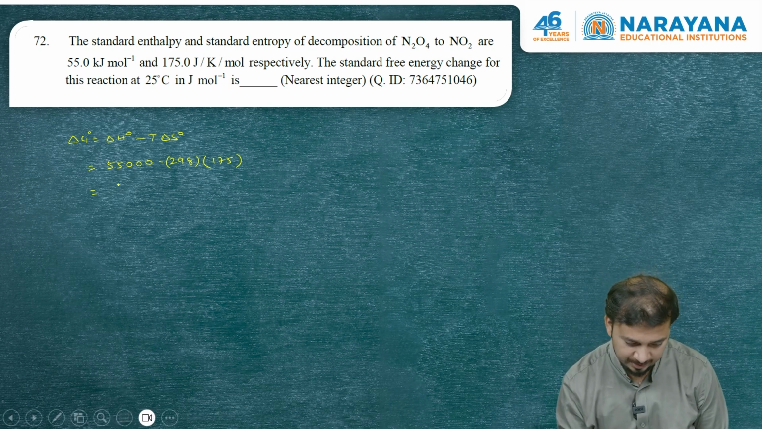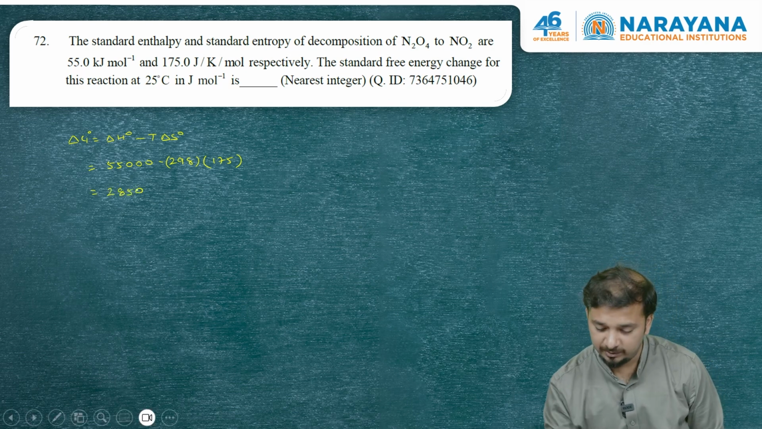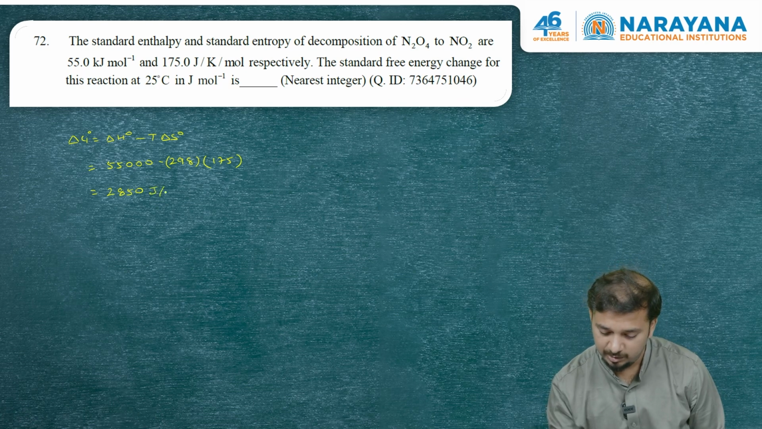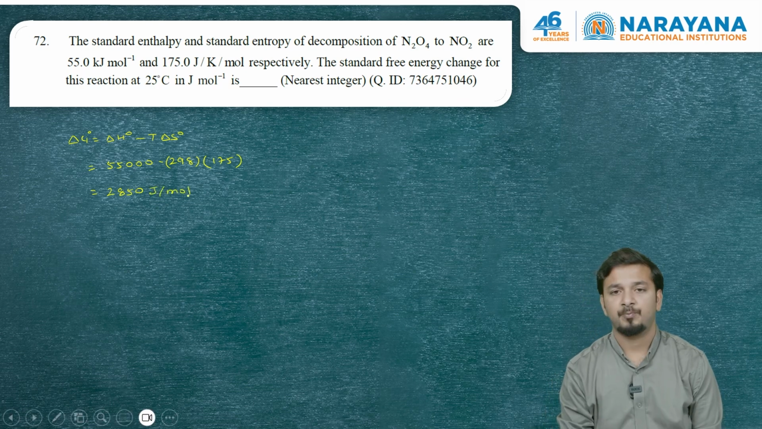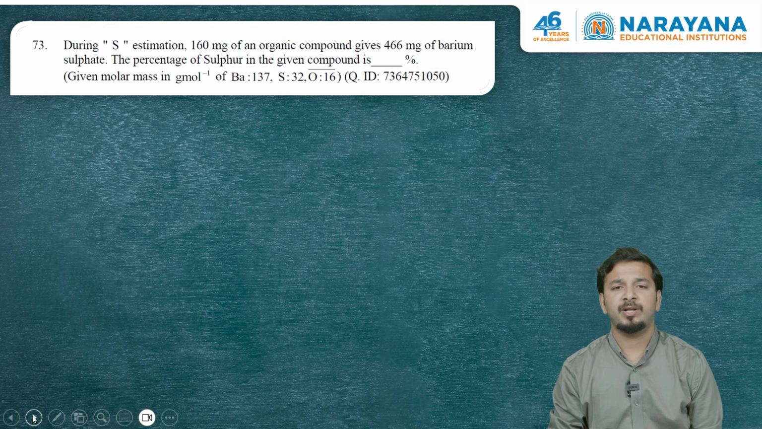Simplify, we will get it as 2850. So the answer for this question is 2850 joule per mole. Moving to next question. During sulfur estimation, 160 mg of an organic compound gives 466 mg of barium sulfate.